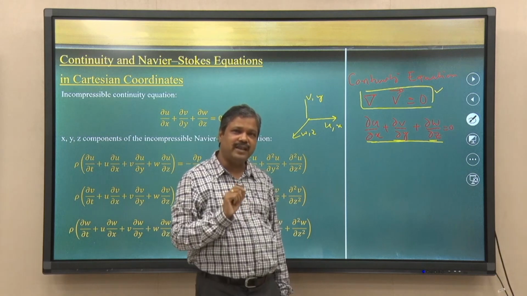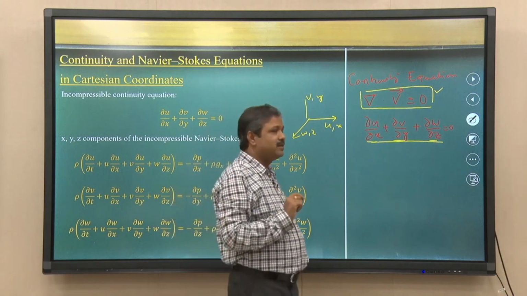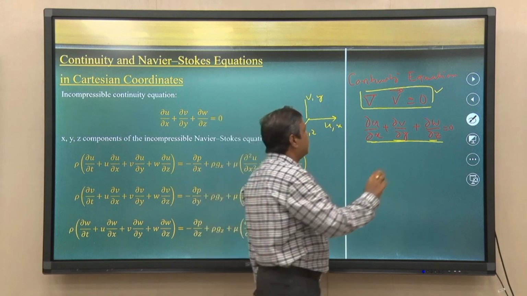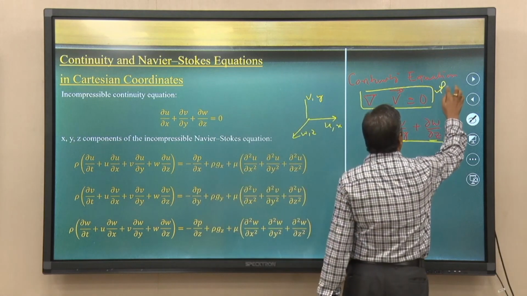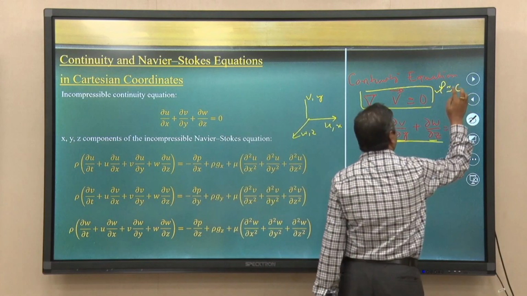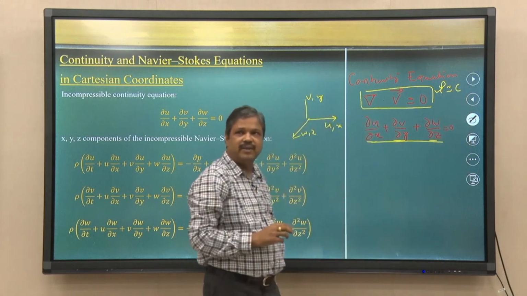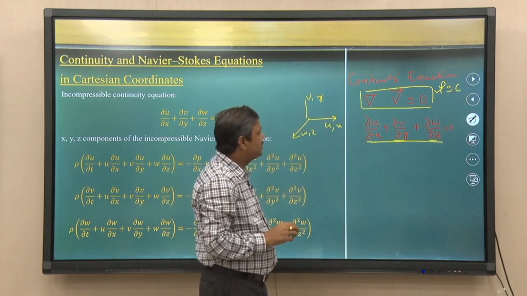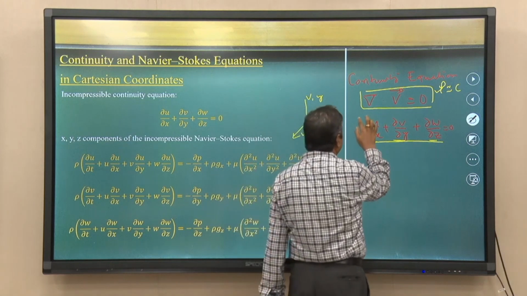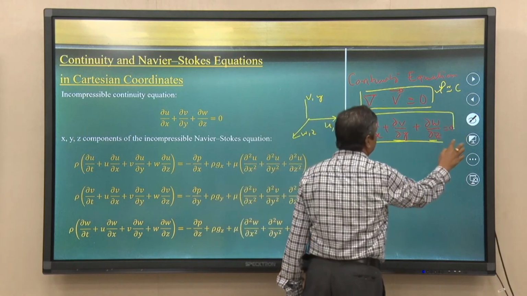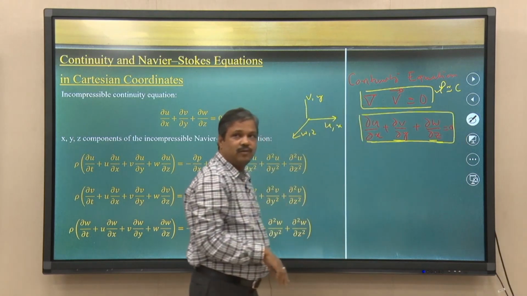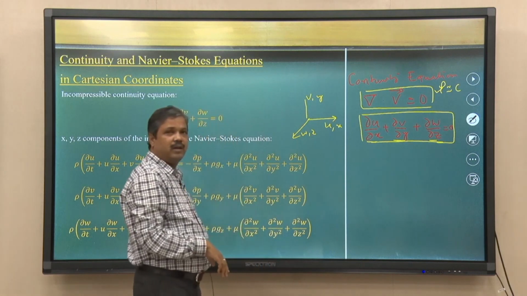Again, I have to repeat, this is the mass conservation equation for incompressible flow, which you get when the density is more or less constant. Density does not vary significantly. For those cases, we can get a simple mass conservation equation, which we can also interpret physically.